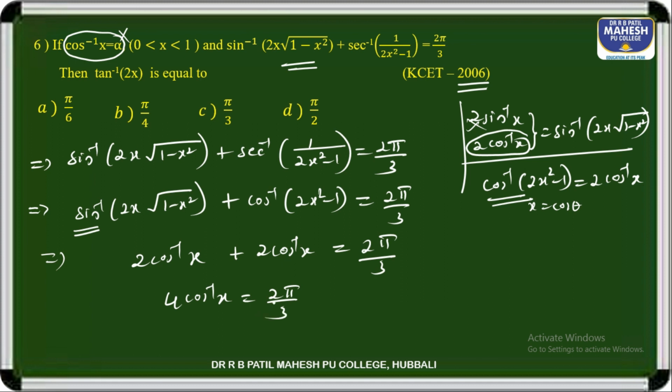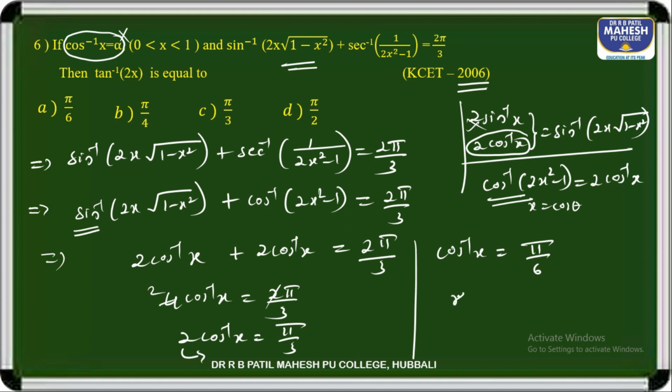On simplifying, 2 ones are 2, 2 twos are 4. So that 2 cos inverse x is equal to just pi by 3. Taking 2 to the right hand side, so cos inverse x is equal to pi by 6 I get, and so x equal to cos pi by 6. Dear students, cos pi by 6 value from the trigonometric table is root 3 by 2. This is not the answer, this is just the x value. Still we need to have tan inverse 2x.